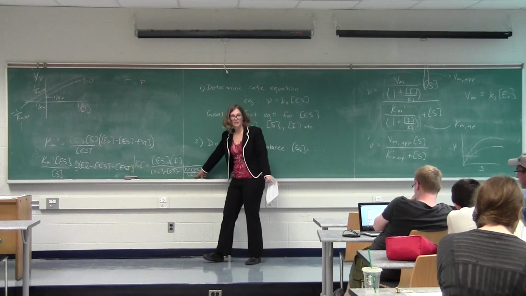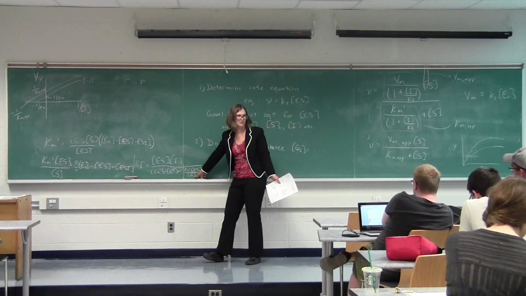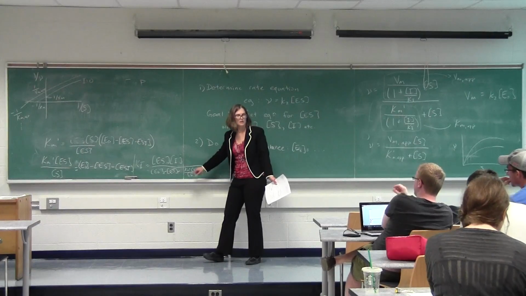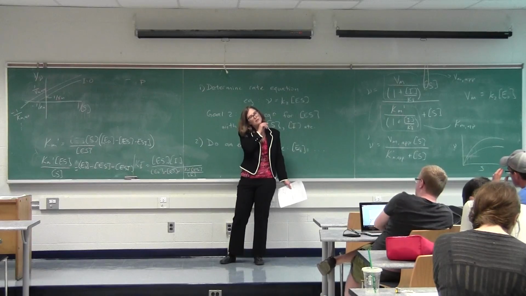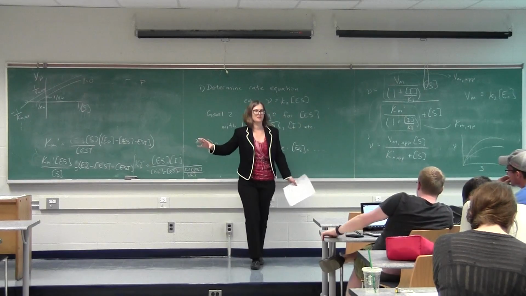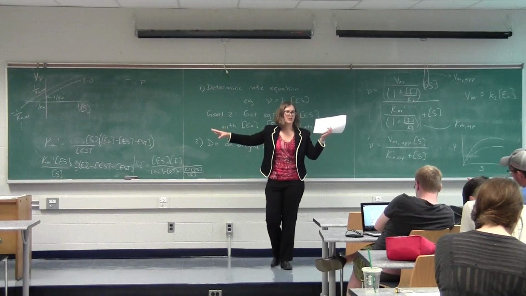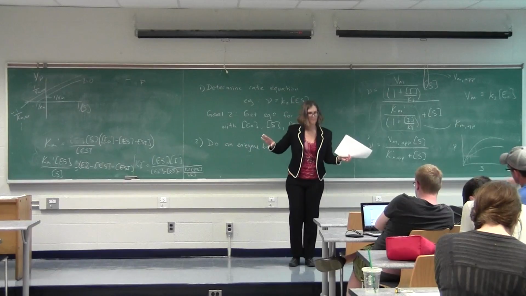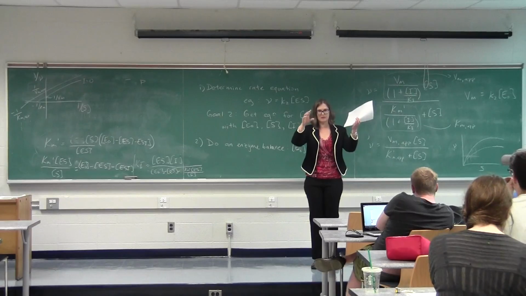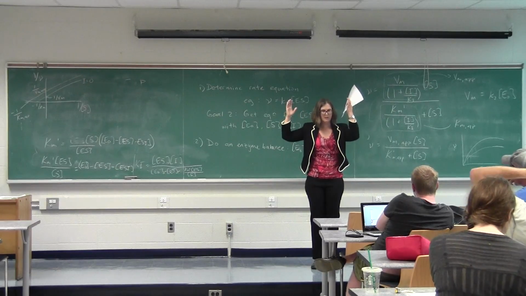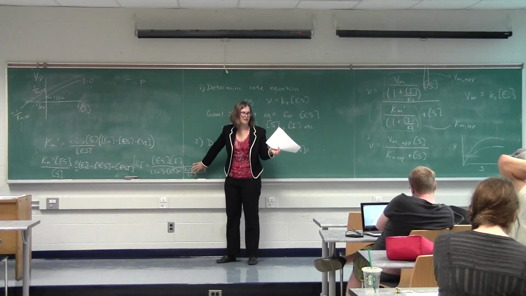Rearranging this so that you isolate the ES is not pretty, but it's straightforward. Just make sure there's an ES on all terms, bring the ES out, and solve that. Your whole end goal is you're trying to get rate equals K2 times ES. So you want to get an expression for ES at the end of the day.